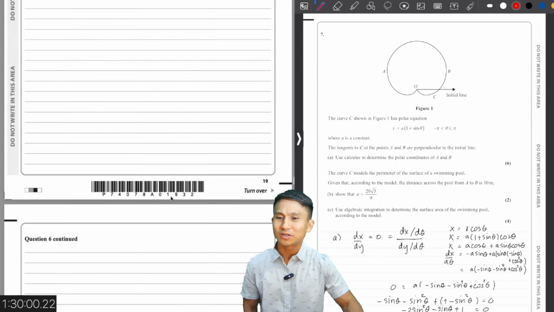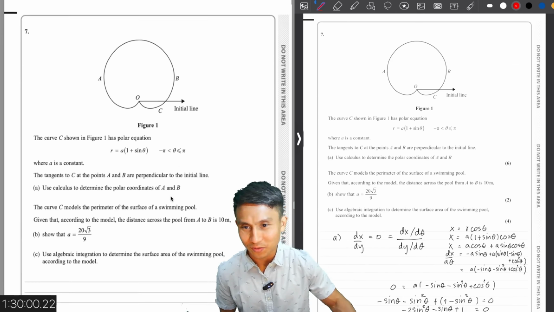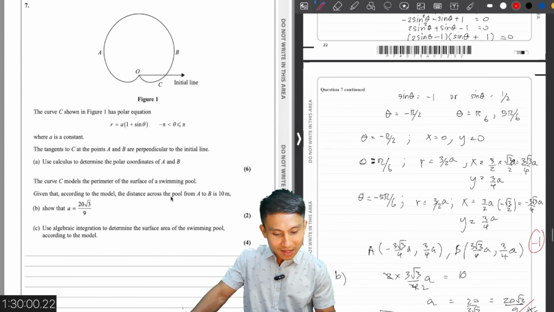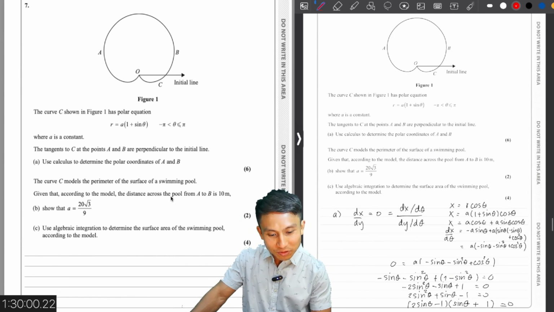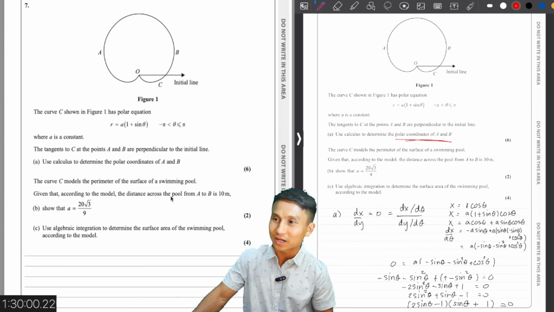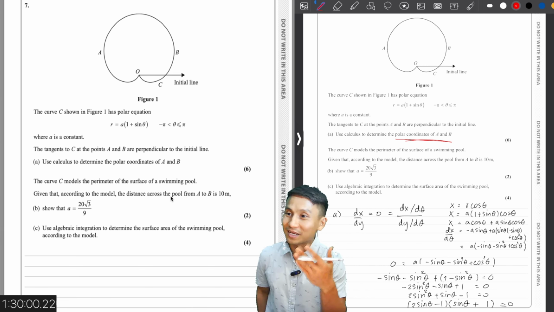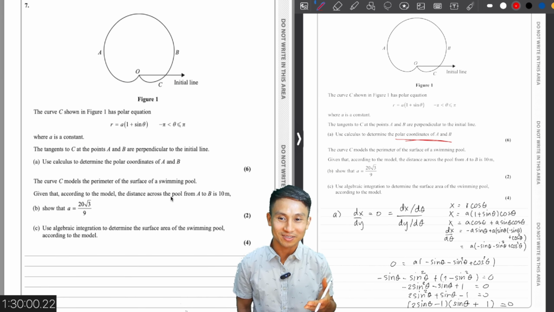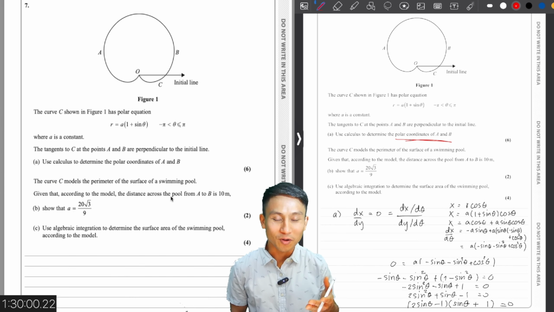Number 7, I think it took quite long to just figure out the A and the B there, but the method here is fine. Plus I was mistaken again, guys. I didn't read the question carefully. They asked for polar coordinates. I didn't actually see those words. Silly, right? They asked for polar coordinates.